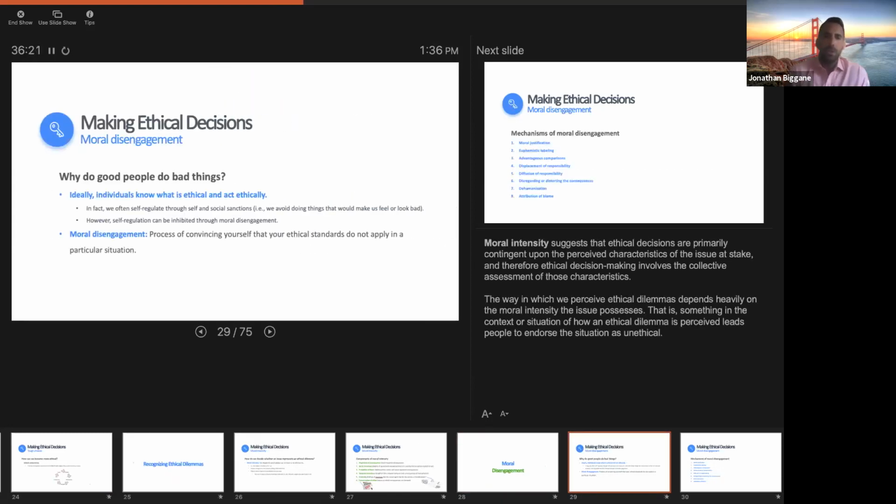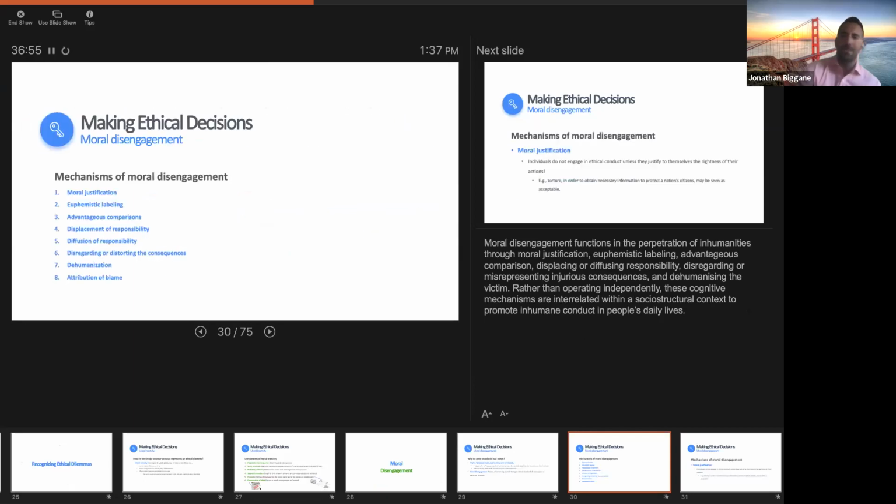So in order to answer that, we need to look at moral disengagement, which is the process of convincing yourself that your ethical standards don't apply in a particular situation. Whenever good people tend to do bad things, they morally disengage from the situation. They say, well, this isn't an ethical situation, or my ethical standards don't apply in this context. And so we often inhibit our own ability to make ethical decisions when we morally disengage from situations. Let's take a look at different mechanisms of moral disengagement, how it works.